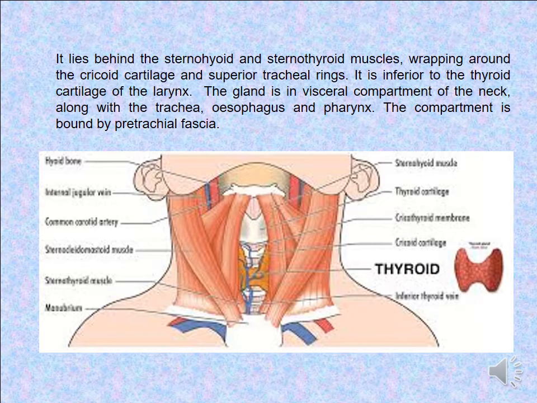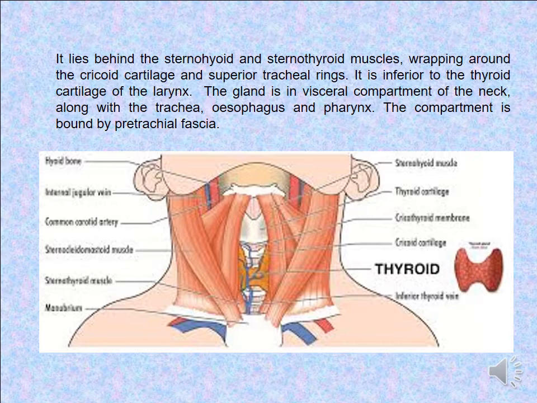It lies behind the sternothyroid muscle, forming around the cricoid cartilage and superior tracheal ring. It's inferior to the thyroid cartilage of the larynx. The gland is a visceral component of the neck, along with the trachea, esophagus, and pharynx.